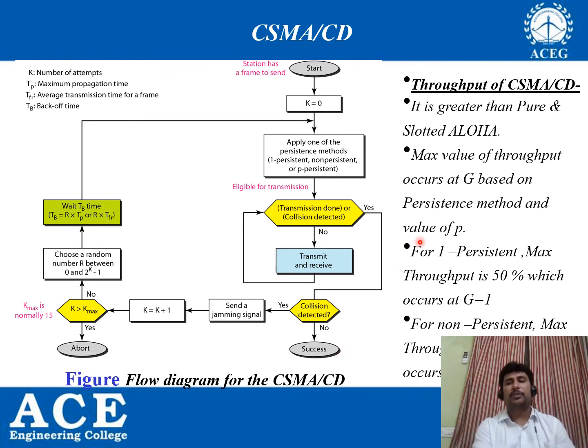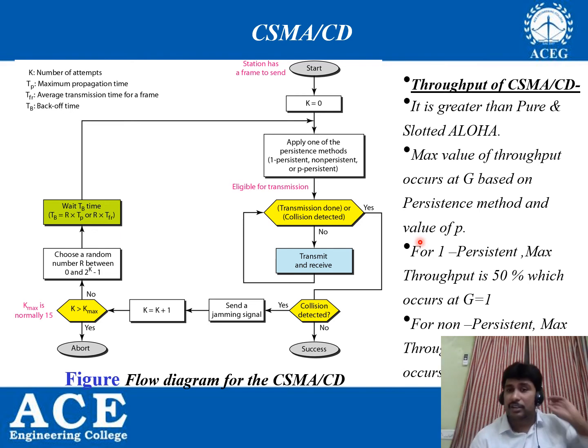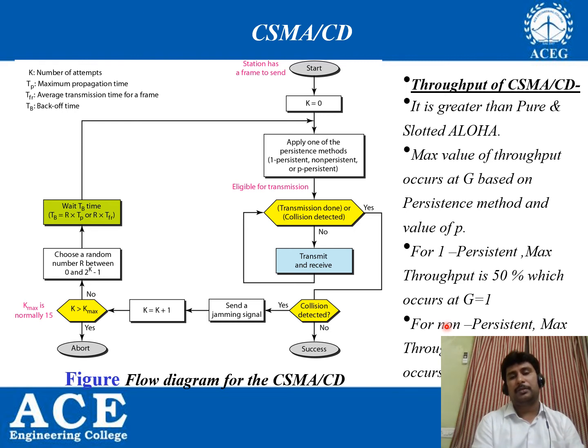Now, the throughput of carrier sense multiple access with collision detection, where you not only sense the channel but also look at whether there is any collision or not. Its throughput will be greater than pure Aloha and slotted Aloha. And the maximum value of throughput for CSMA/CD is based on the persistent method which we are using and also the value of p which we are using for p-persistence. For single persistence, the maximum throughput is 50%, and for non-persistence, the maximum throughput depends on the value of G, between G equal to 3 to 8.